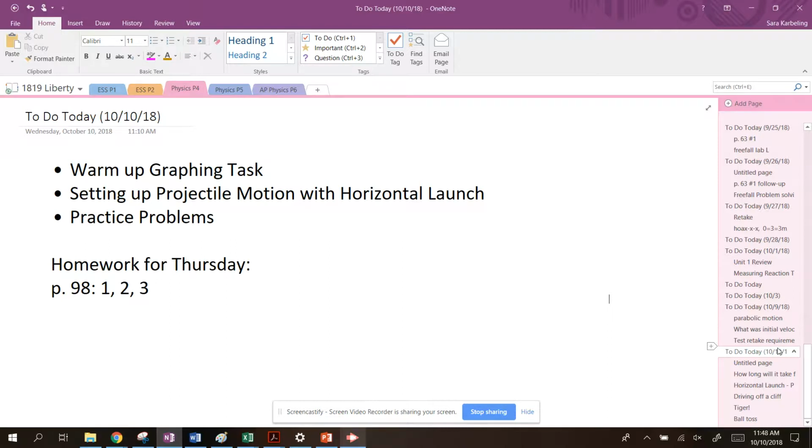This is up on Canvas as well, but they have to look at Canvas, and that takes another step, maybe. I don't know. I mean, it's really not that hard. That's where I got it from: page 98, 1, 2, and 3. This is going to be a problem-solving kind of day today.